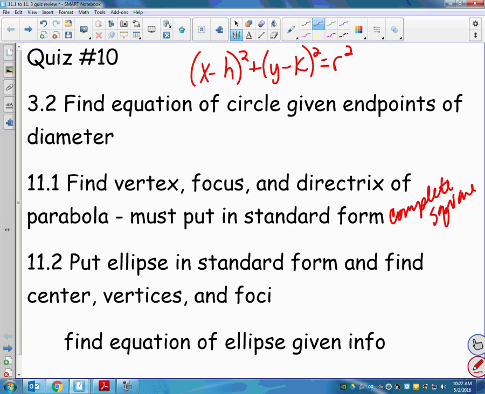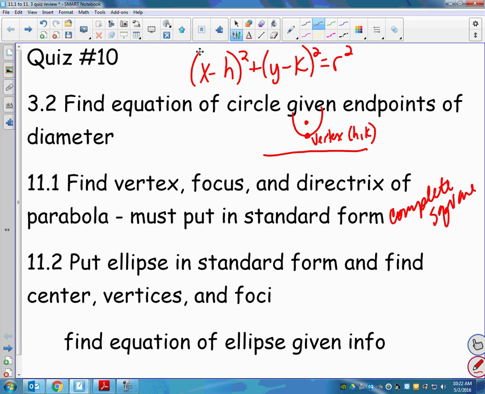Remember, in a parabola, either x is squared or y is squared. I'm going to just do one, but if it opens up or down, that's your vertex at h and k, and your focus is p units away inside of it. So that's the distance of p, and your directrix is always behind it. It's the equation, and it's p units the other way.